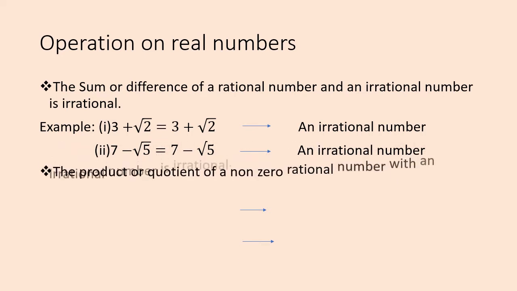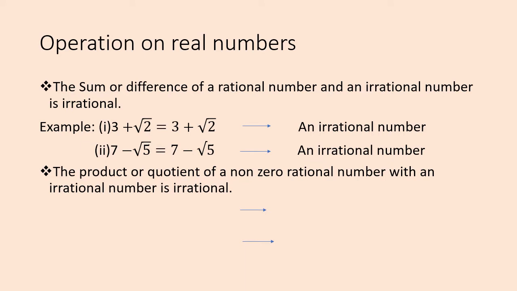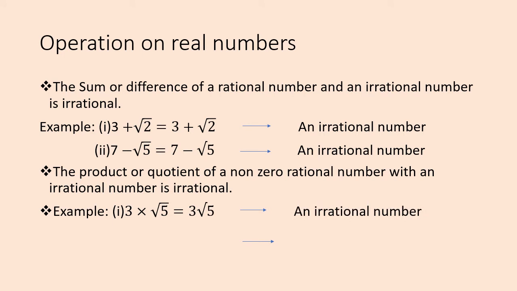The next property is that the product or quotient of a non-zero rational number with an irrational number is irrational. For example, 3 multiplied by root 5. 3 is a rational number. Root 5 is an irrational number. The product 3 root 5 is an irrational number. In the same way, root 11 divided by 4. Here root 11 is an irrational number and 4 is a rational number, and root 11 upon 4 is an irrational number.